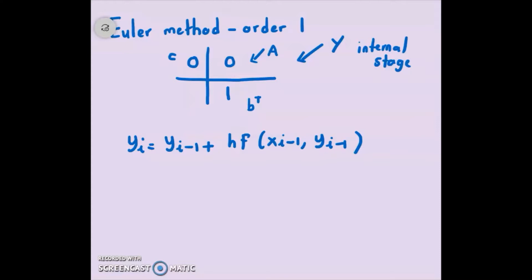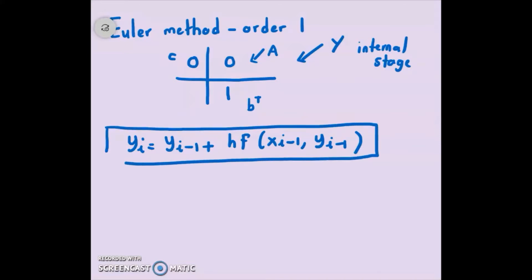For the Euler method, there is no big Y. There's only small y. Small y here refers to my update. The small y here, the coefficient is 1. So that's where this 1 comes along here. Anything else is 0 because I don't have a big Y.